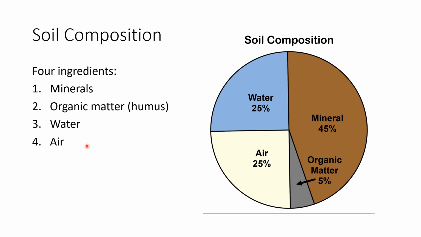And the composition of soil is really important for plant growth because it needs to have a good balance of minerals that are important to the plants, organic matter to be broken down, and then water and air to support the root system of the plants in order to get solid plant growth.